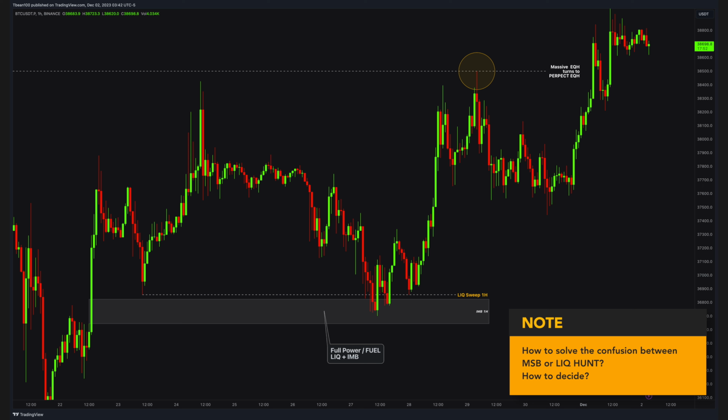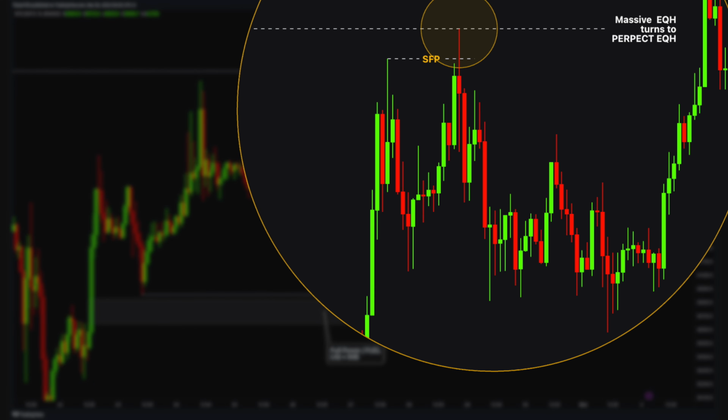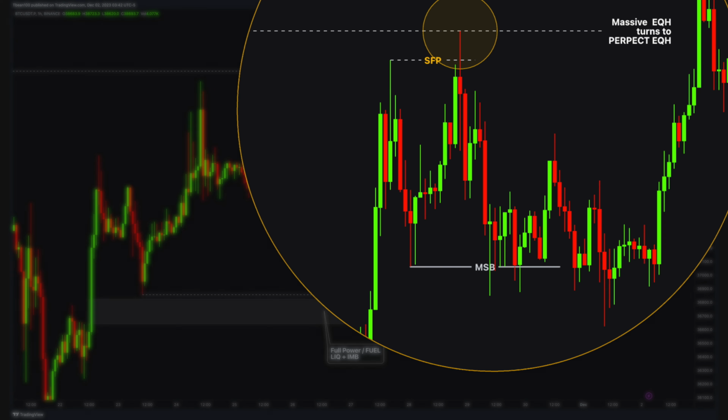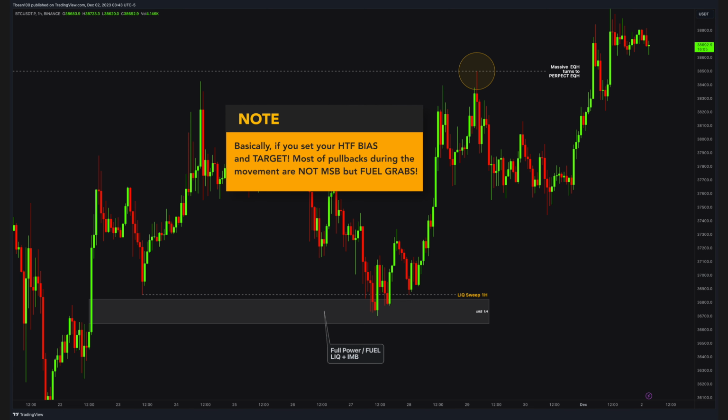People always get confused about this. I think this is the perfect example for you. Notice this small swing failure pattern right here, and the inner structure shifts. Most beginner traders think this is an MSB, and we keep going short from this area, because people are always missing the bigger picture. This is not an MSB. I teach this as a car, fuel, gas station example in my masterclass.